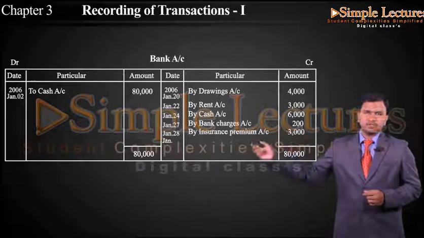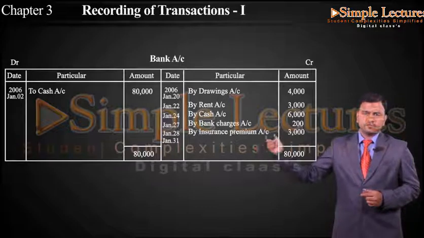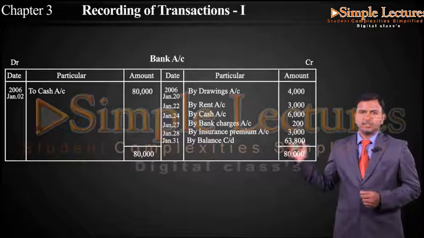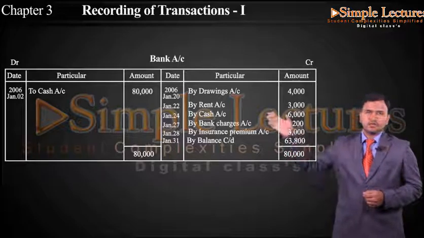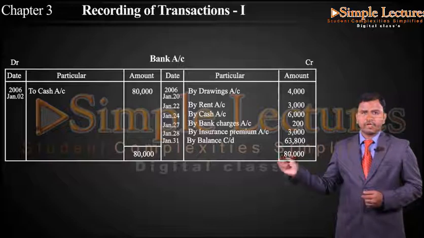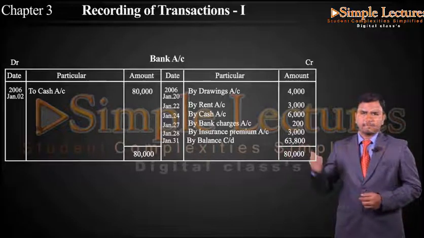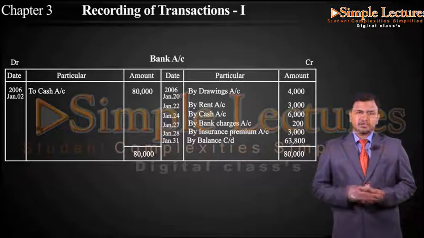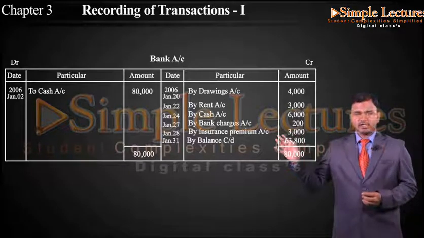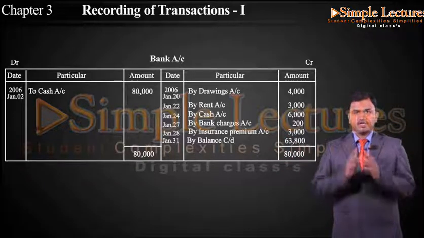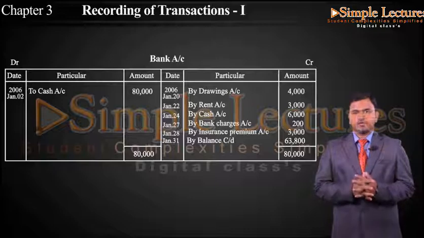63,800. So the date will be Jan 31st, by balance carried down 63,800. It means that out of 80,000, after making all the payments, the leftover bank balance is 63,800. Now we are done with the ledger account of capital, then the cash account, then the bank account. Now the next account we have to prepare is for Tara.